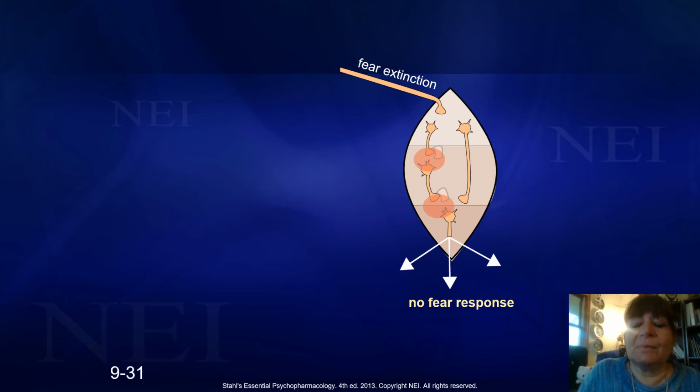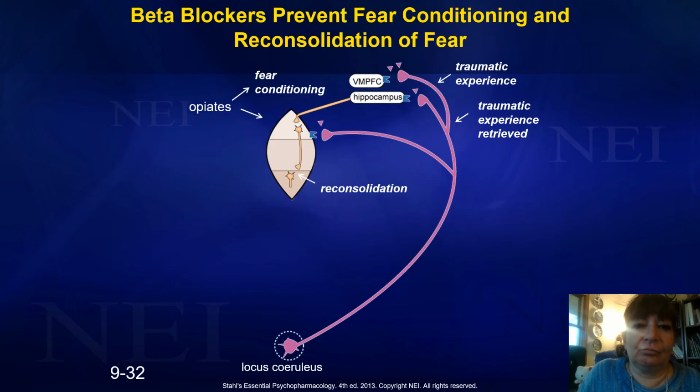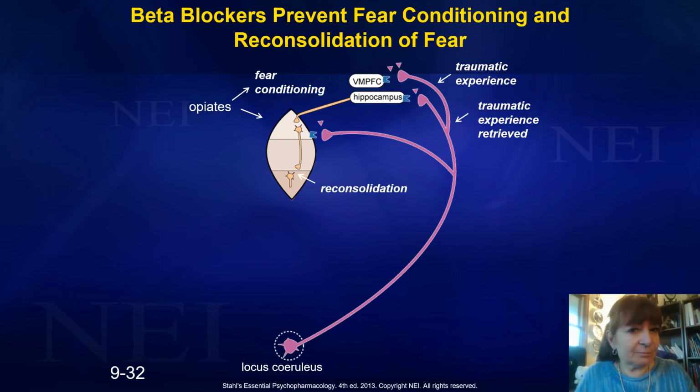One of the things that is being investigated is how to boost the NMDA glutamate receptors in the lateral amygdala that can help with fear extinction. And then we also know that beta blockers can prevent fear conditioning.